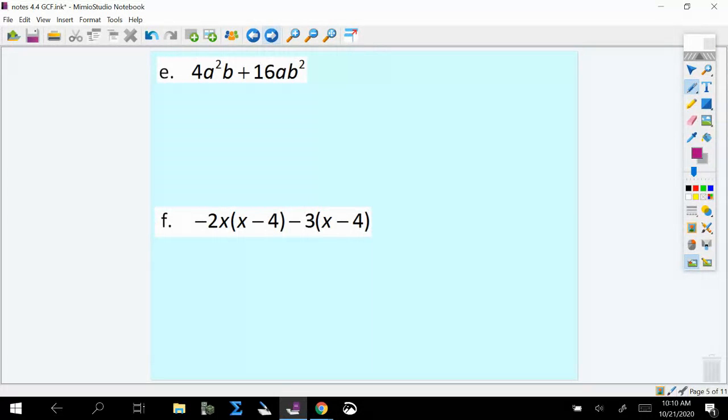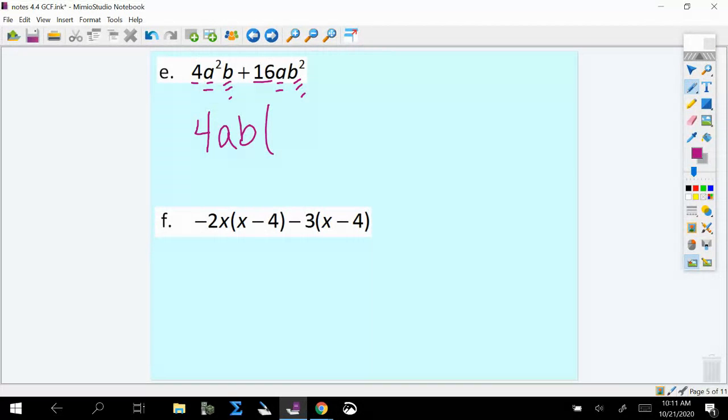We can get ones that are a little more complicated that have more variables. So you can have X's and Y's, you can have A's and B's. So this one, first I look at the numbers, 4 and 16, I can take a 4 out. Then I look at my A's. I have A to the second there and just A to the first here. So they both have at least a single A. And then I'm going to look at my B's. The first one has a single B. The second term has a B squared. So I can only take out a single B because that's what they both have.